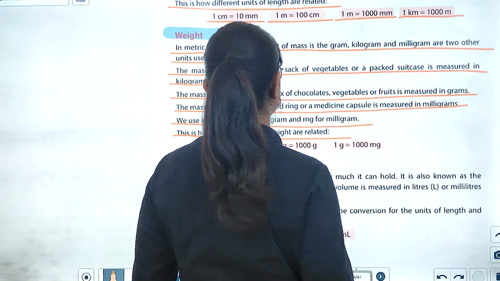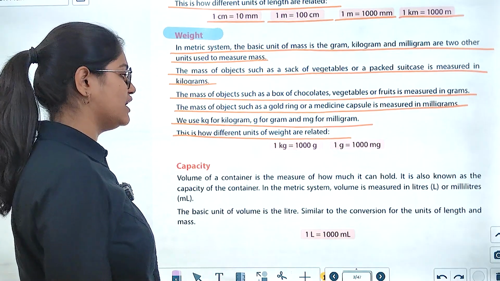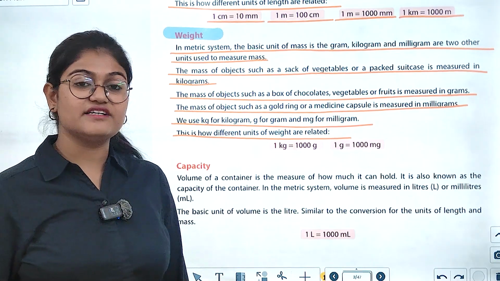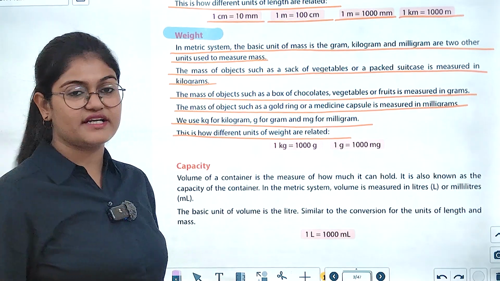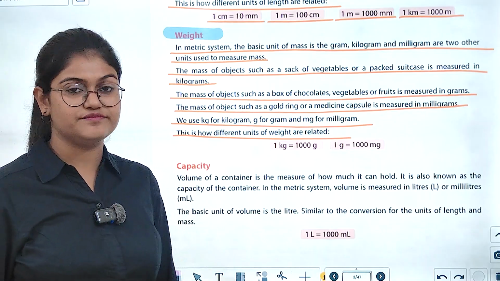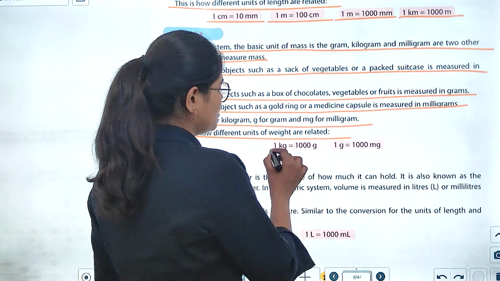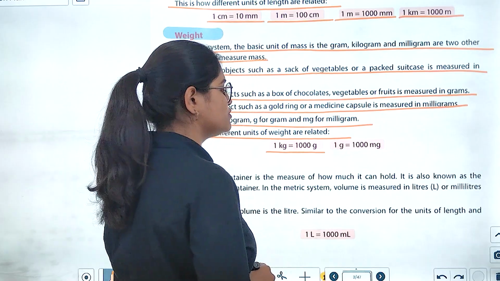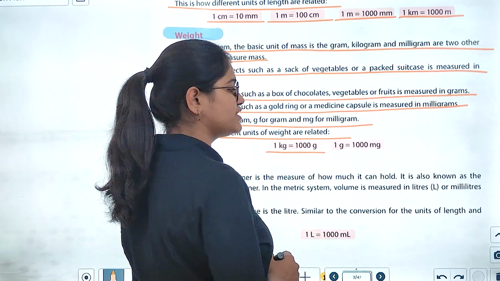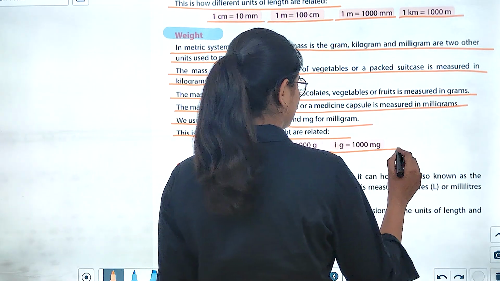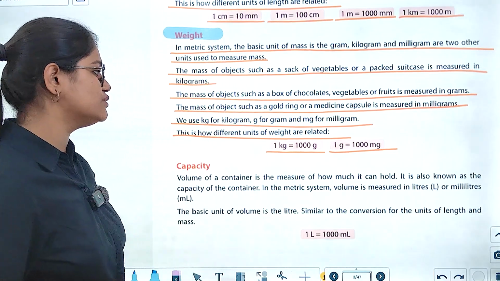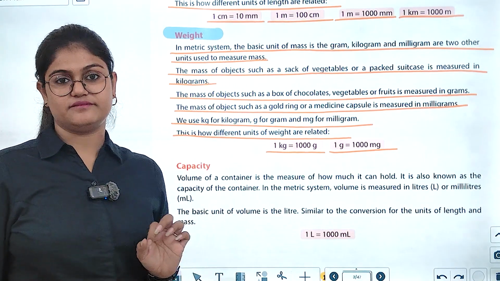This is how different units of weight are related. इसी तरीके से जो अलग अलग यूनिट्स है वेट की वो आपस में रिलेटेड है, राइट. 1 kg is equal to 1000 grams and 1 gram is equal to 1000 mg, right?